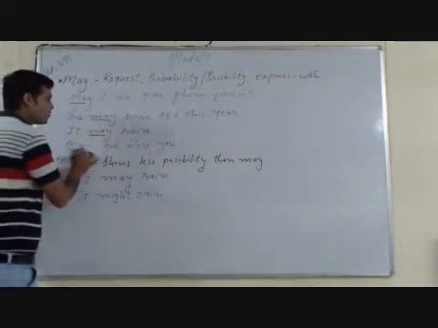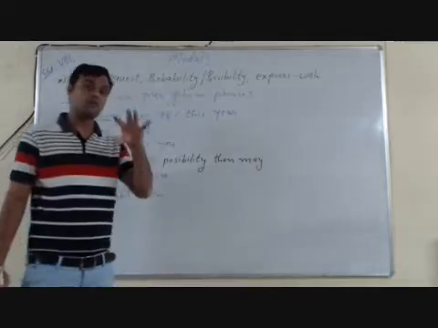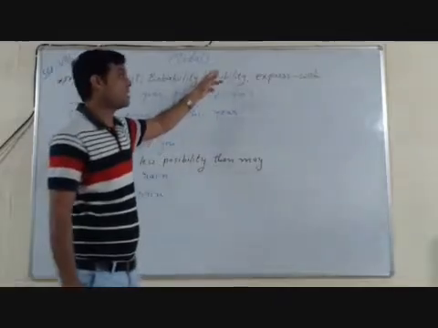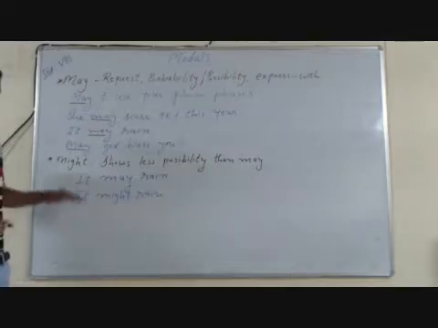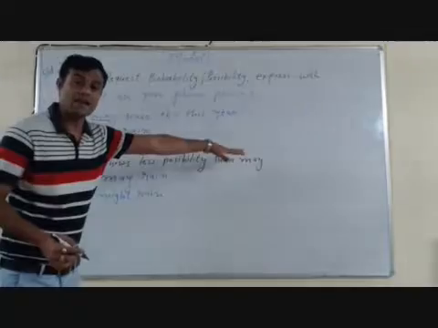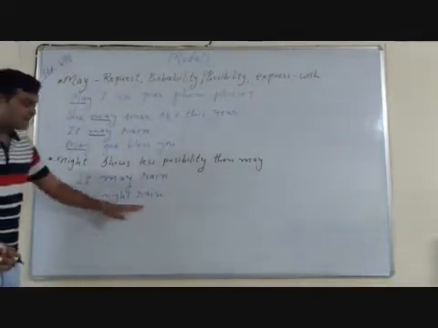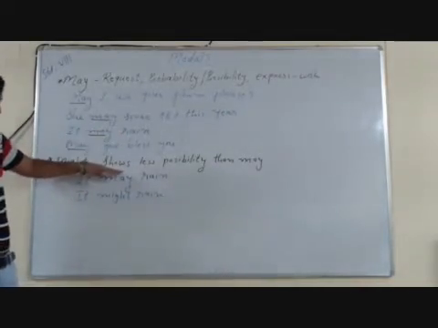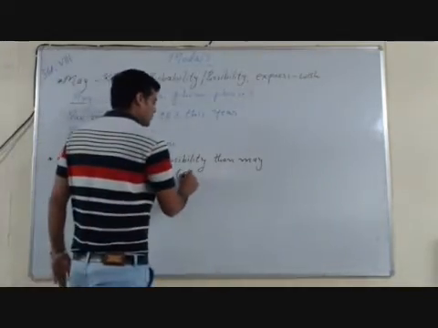Fourth, may God bless you. Here may is used to express a wish. See the uses of may: to make a request, for probability or possibility, and to express a wish. Now might. Might shows less possibility or less probability than may. For example, it may rain, and see, it might rain. What is the difference? Might is used to show less possibility than may. It means it may rain if it is 50%.